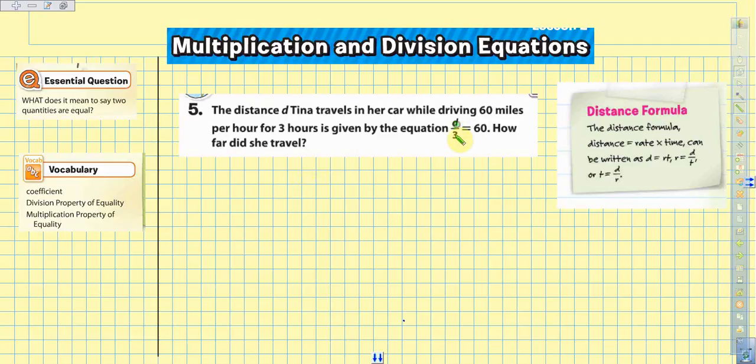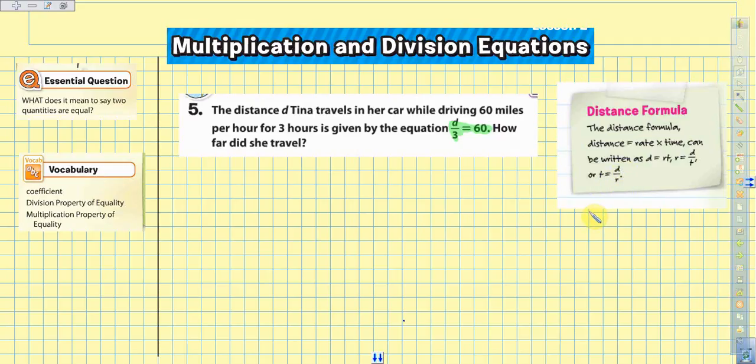Well, basically, they gave you the equation. So in this case, we just have to solve it. But she also gave us, if I look over here, the distance formula. And my distance formula can be written 3 different ways. D equals RT, which is distance equals rate times time. Or you could write it as rate is equal to distance divided by time. And we're just moving stuff around now. Or time is equal to distance divided by rate.